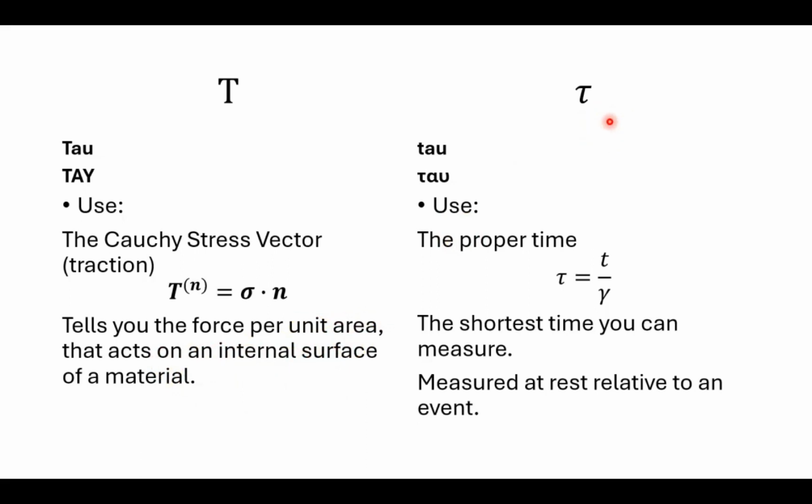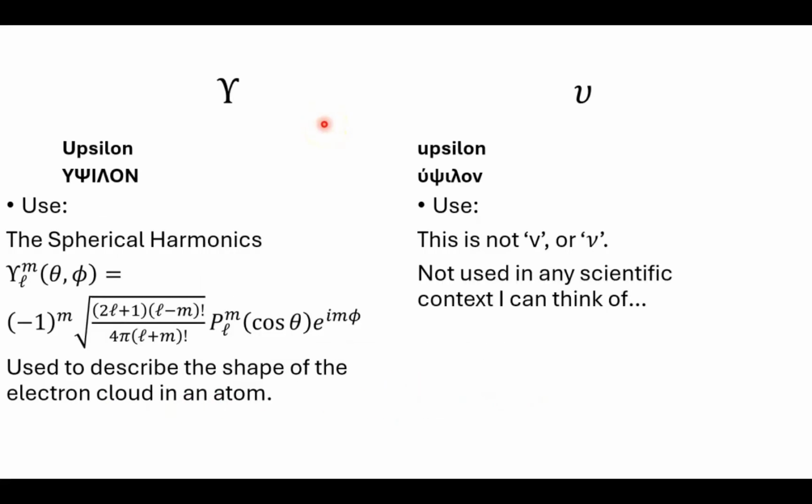And the lowercase one is like a T but without a head. It's used to represent the proper time. So tau is T divided by gamma, if you remember your gamma from our third slide, the Lorentz factor. This is the shortest time you can measure, and the proper time is defined to be measured at rest relative to an event. The next one is upsilon.